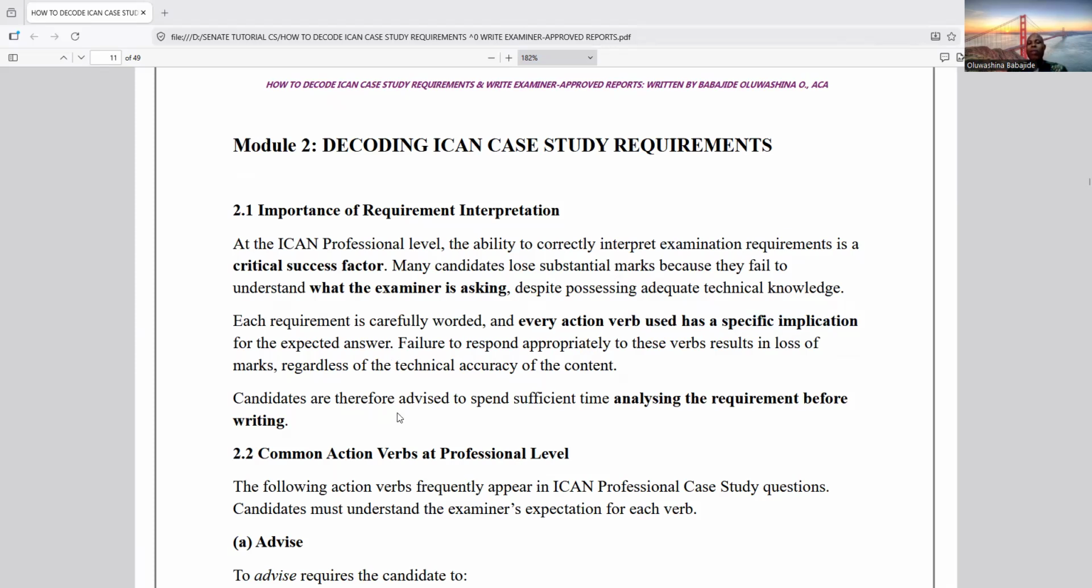Candidates are therefore advised to spend sufficient time analyzing the requirement before writing. So you analyze it. So what did the examiner even ask you? Do you understand? They are asking you to evaluate the performance of JJT for the period of 3 years. You ask your question, how do we analyze the performance? What are the things to analyze the performance?